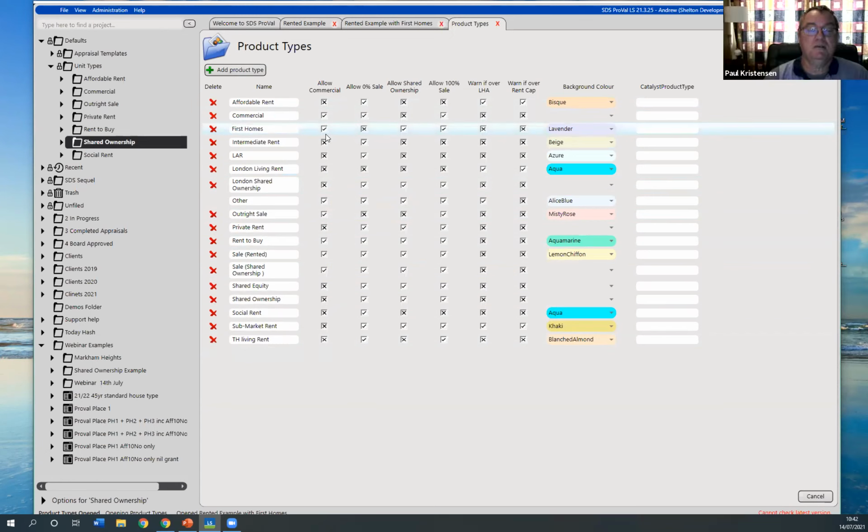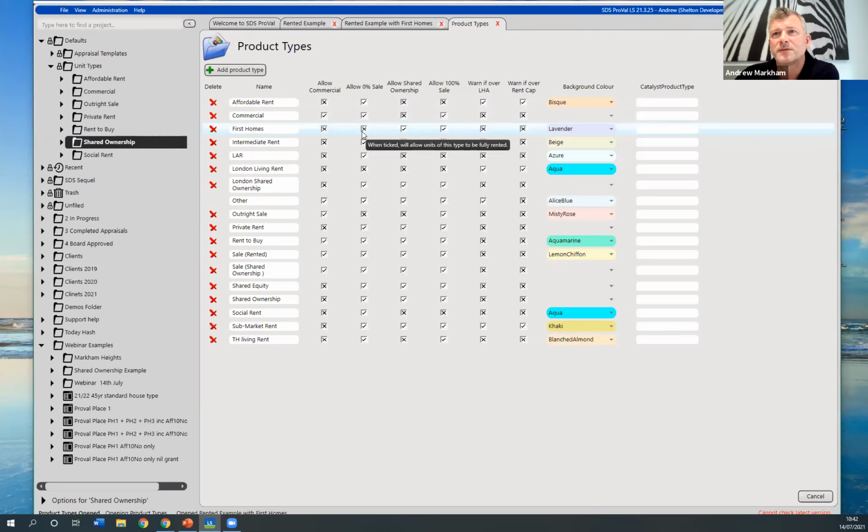And then we have the different options. That one should be unticked there, Andrew, the commercial one. It shouldn't be commercial because it's residential. So First Homes, that's it. And the next one is about rent. I know we have a really odd description there. This is about allowing it to have rent. A First Home shouldn't have rent on it because it is an outright sale unit.